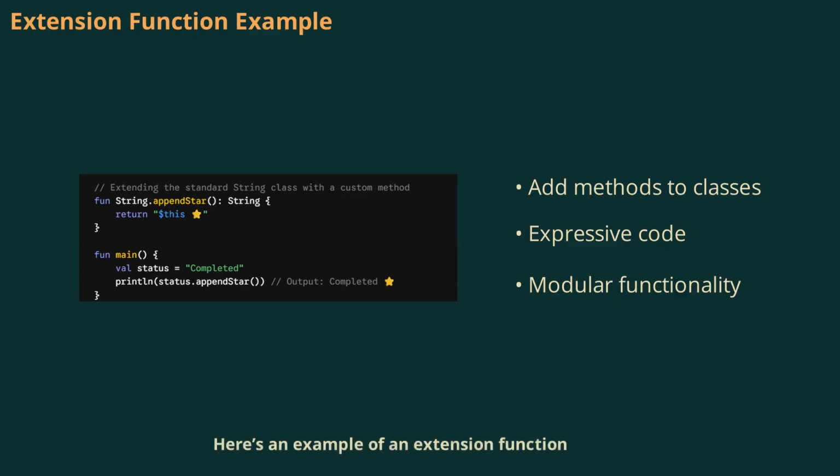Here's an example of an extension function. You can extend the String class with a custom method like appendStar, which adds a star emoji to the string. By calling status.appendStar(), you get "Completed ⭐" as the output. Extension functions let you inject new behavior into existing types, making your code more expressive and modular.